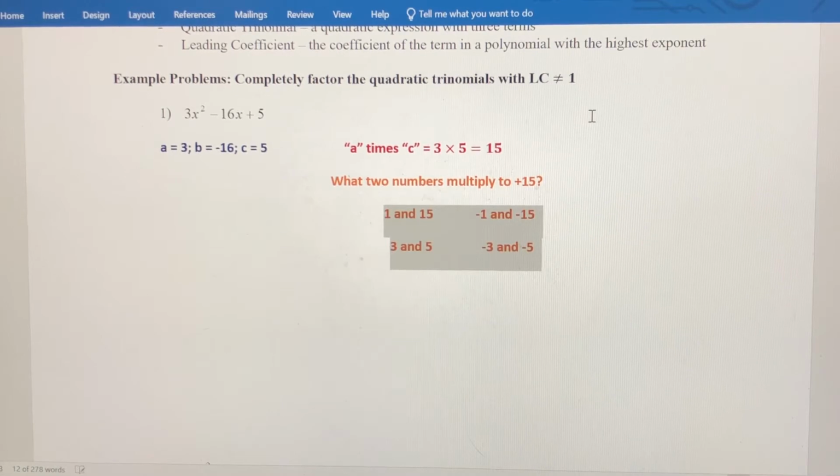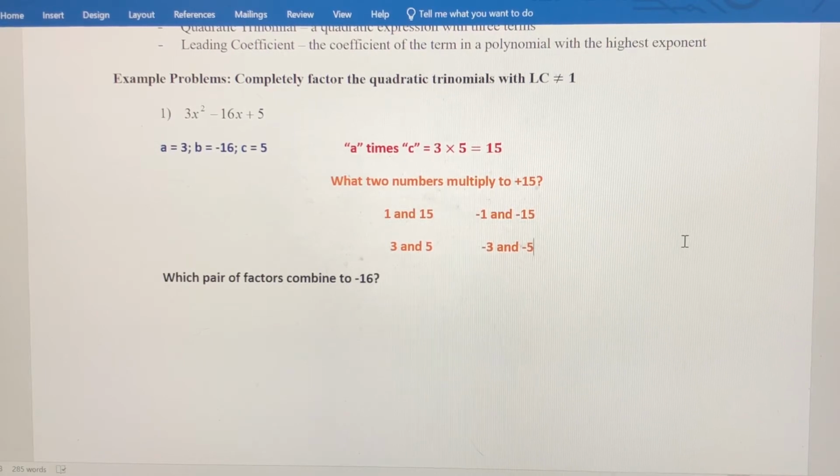And there's only 4 pairs here. So 1 times 15, and negative 1 times negative 15, 3 times 5, and then negative 3 times negative 5. So my question to you is, which pair of factors combine to be negative 16? Well, the first thing I know is the two pairs that have both positive values can't combine to be negative 16, so I can eliminate those right away. And real quickly, you can see that negative 1 and negative 15 are going to be that pair that combines to be negative 16. So we're going to use those two values when we rewrite our trinomial.